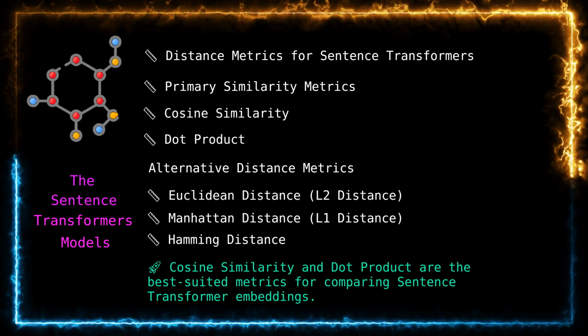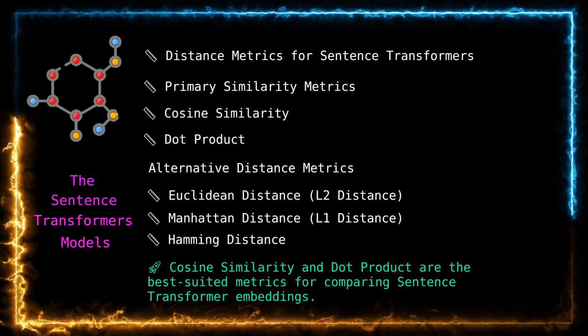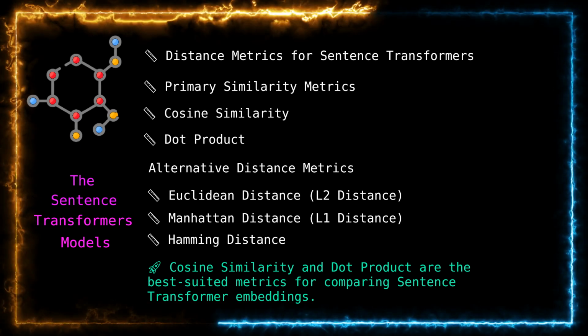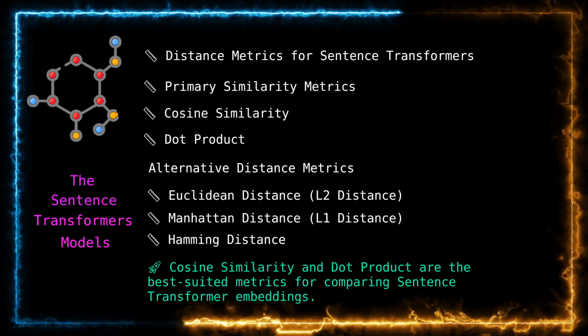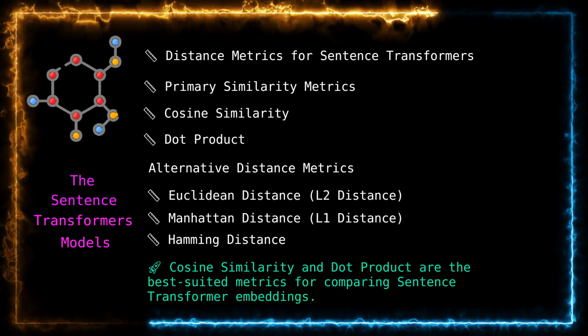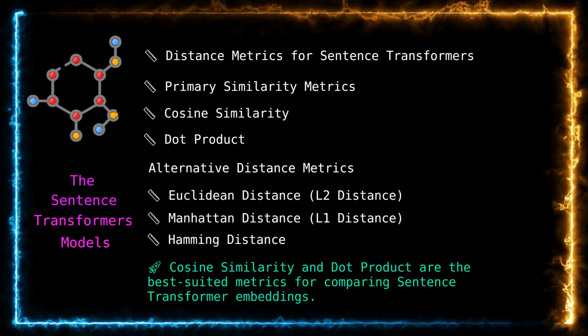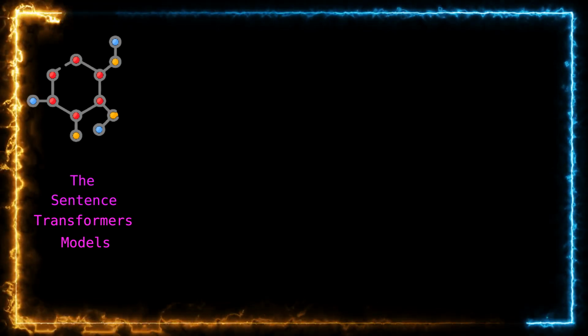For most applications, cosine similarity and dot product are the best choices for comparing sentence transformer embeddings. They provide the most meaningful comparison in tasks like semantic search, clustering, and retrieval.